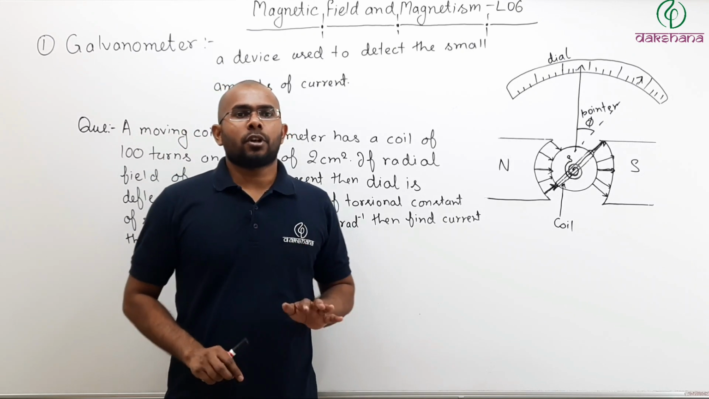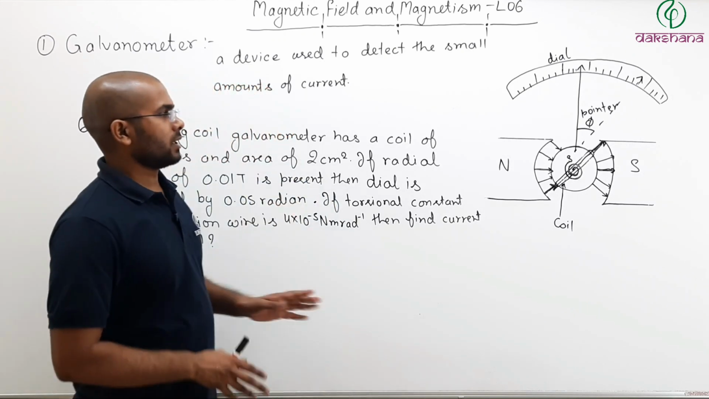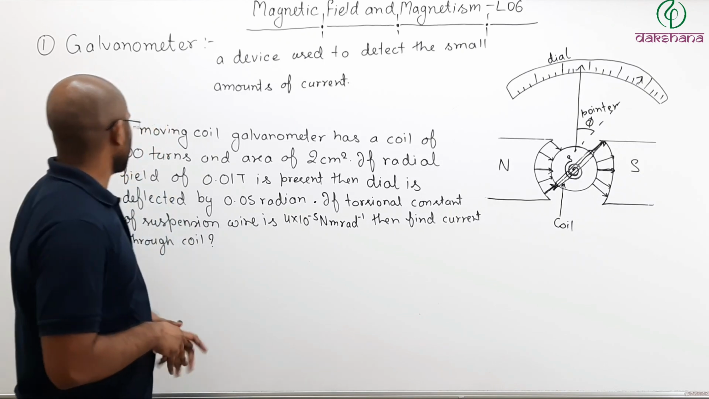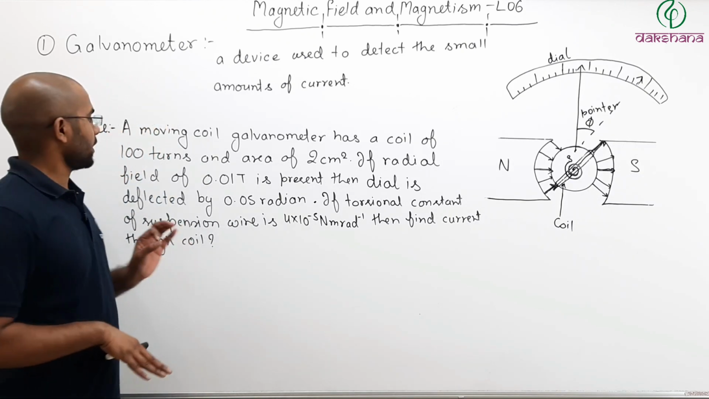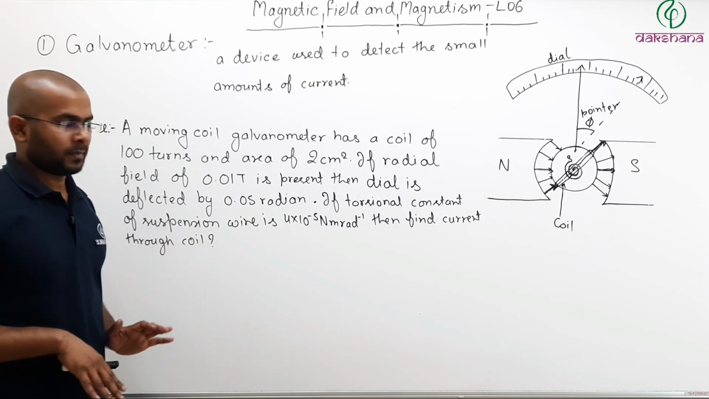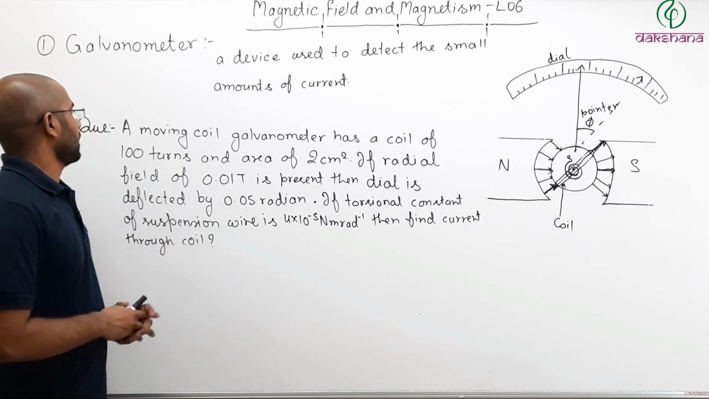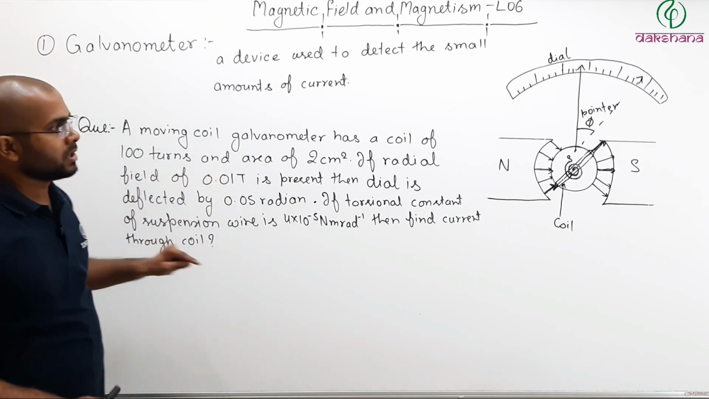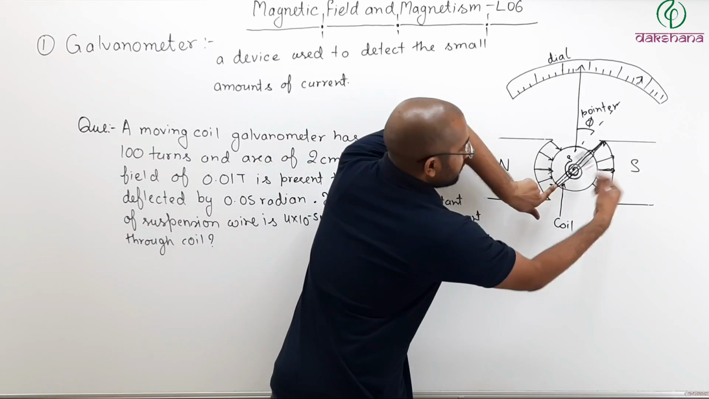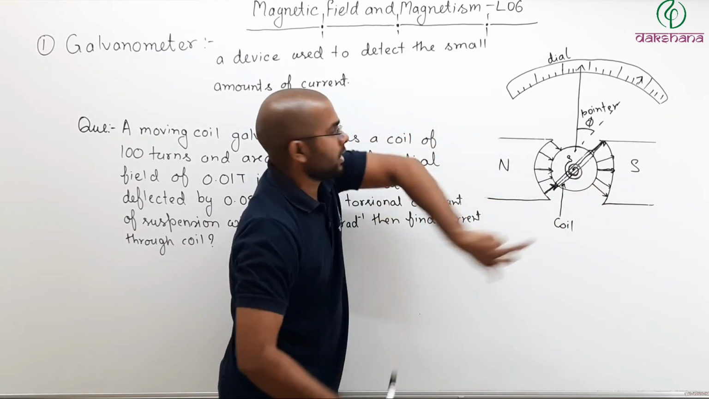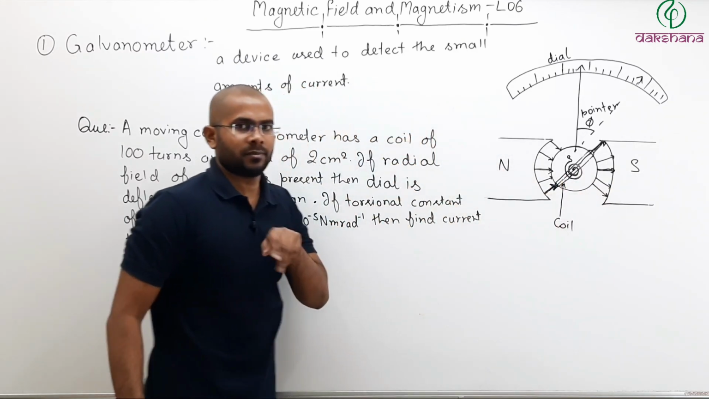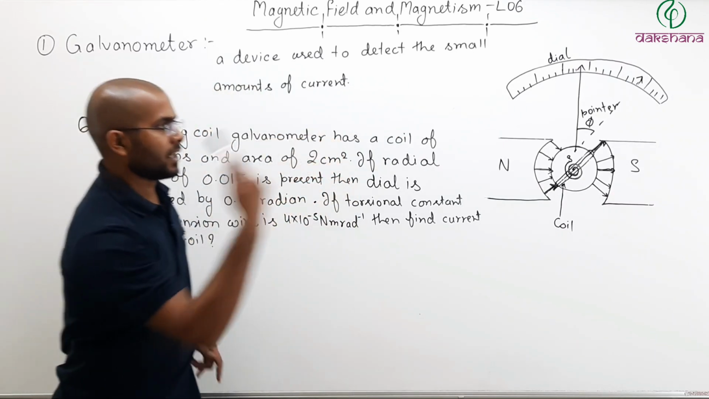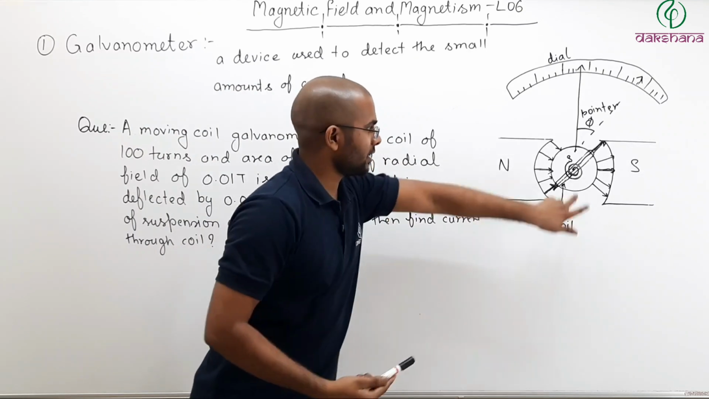Now let us try to solve a question based on what we have just learned about a moving coil galvanometer. Now you can pause the video and try to solve this question yourself. Now let us read the question. A moving coil galvanometer has a coil of 100 turns, meaning here this coil which we have shown, we have shown only 3 lines, meaning 3 loops, 3 turns. But in this question, there are 100 turns in this coil.